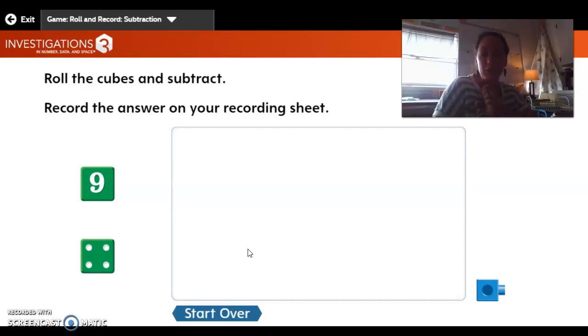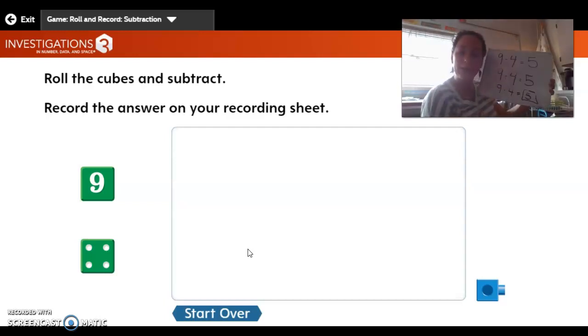I hope you enjoyed your lesson for sharing strategies and different notations. So remember, different ways to write your problem out.